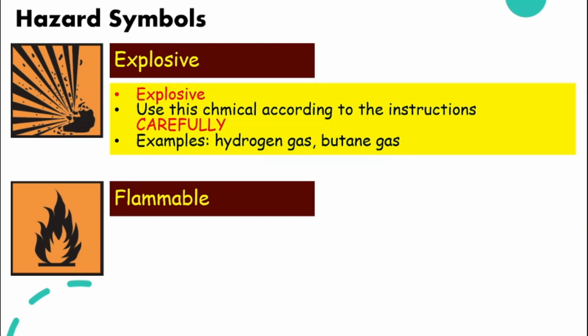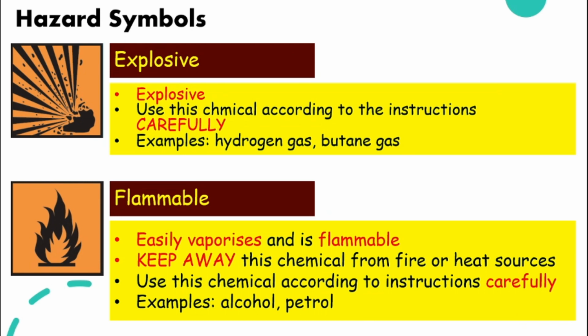Flammable, there will be a symbol of flames. Okay, this type of chemical easily vaporizes and is flammable, meaning they catch on fire very easily. You need to keep this type of chemical away from fire and also heat sources, for example, Bunsen burner. Use this chemical according to instruction carefully, and some of the examples will be alcohol and also petrol.